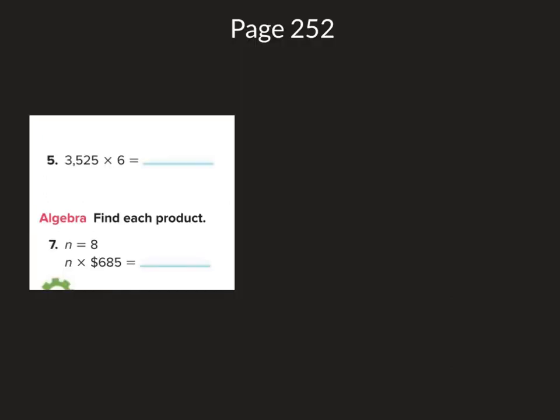All right, one more page here. I want to go over how to set it up, really. So here we go. Number 5, on page 252. You can always pause as you're going to that spot in your book. So if I take 3,525 and I'm going to multiply that by 6.